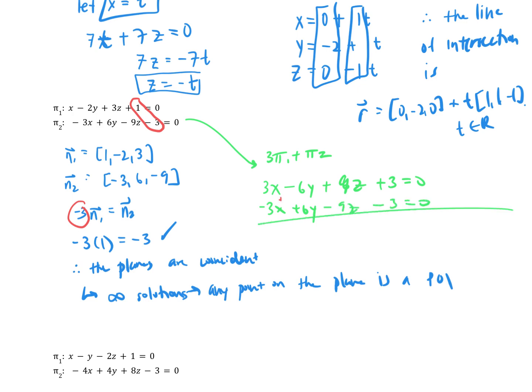And then I would add my planes. And then I would end up with everything canceling out, and I would get 0 equals 0. The variables are all gone, but I have this true statement which would tell me there's an infinite number of solutions. And in this scenario, infinite means that the planes are on top of each other, and therefore any point on one of the planes is a point of intersection with the other.